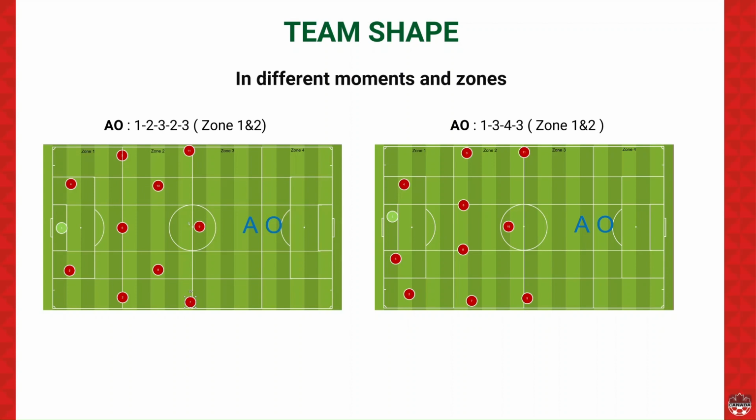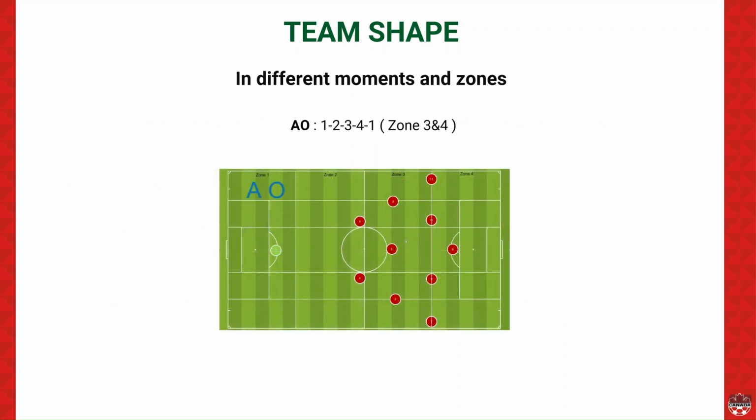The difference is that, as you can see, there is one back in zone 1. I would like to talk about the second one, I mean AO, with the shape of 3-4-3. And if we have the ball in zone 3, we will have another formation, another shape, it's better to say. Now the shape could be 2-3-4-1.